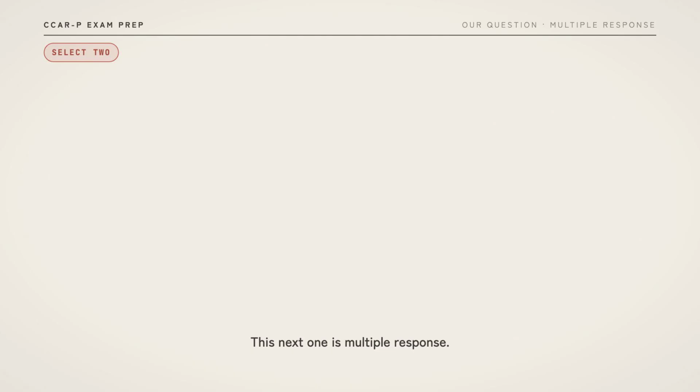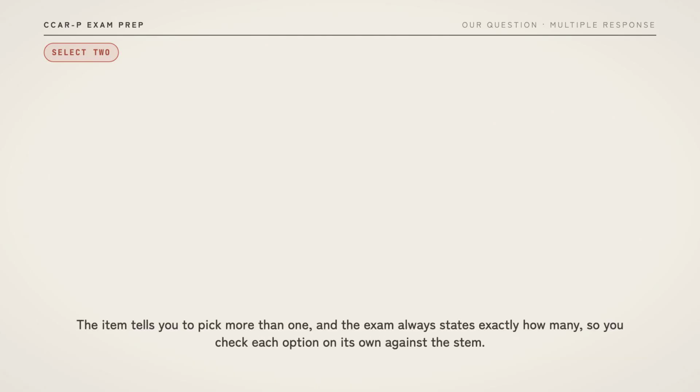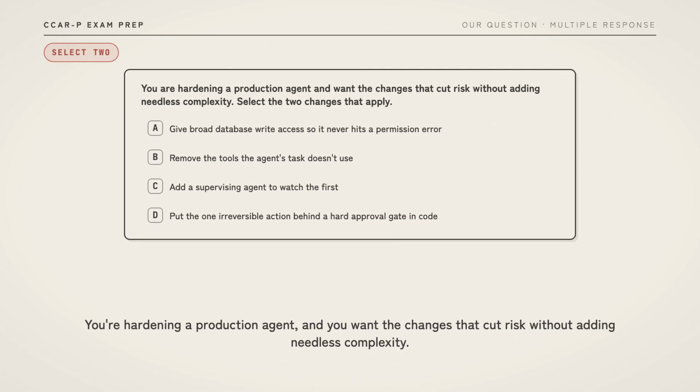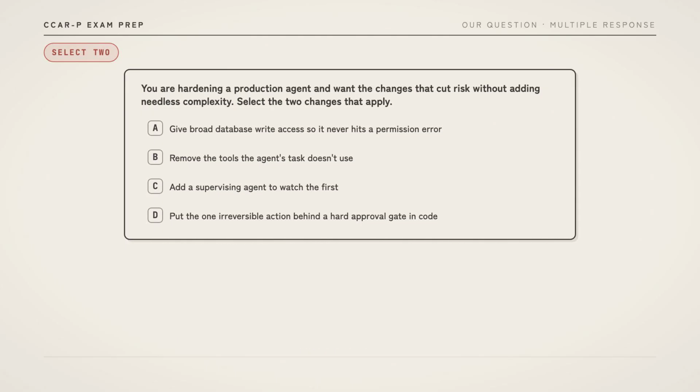This next one is multiple response. The item tells you to pick more than one, and the exam always states exactly how many, so you check each option on its own against the stem. You are hardening a production agent, and you want the changes that cut risk without adding needless complexity.